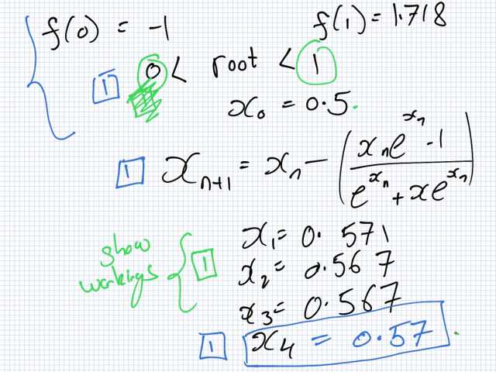Yeah. Questions? What? I mean, x1 is 0.57 and x4 is 57. Yeah, well, x4 is really 0.567. I had to round it to three decimal places. Yeah, 0.567 is more accurate. Anything else? No. This is okay now? Yeah.